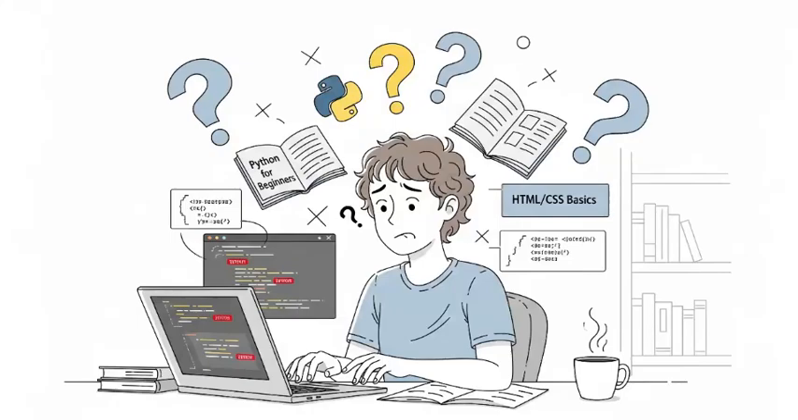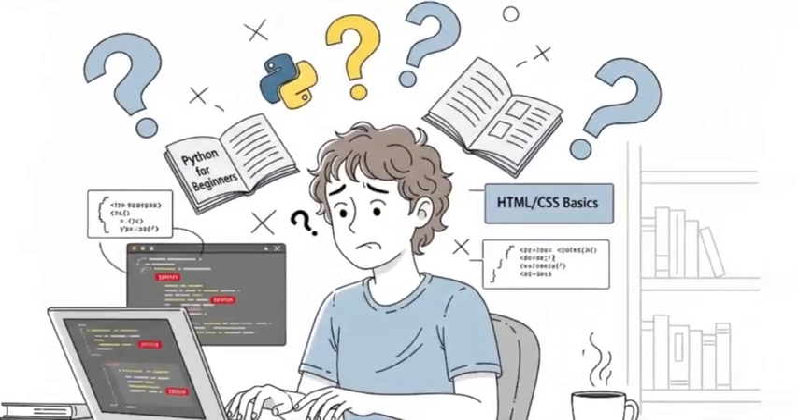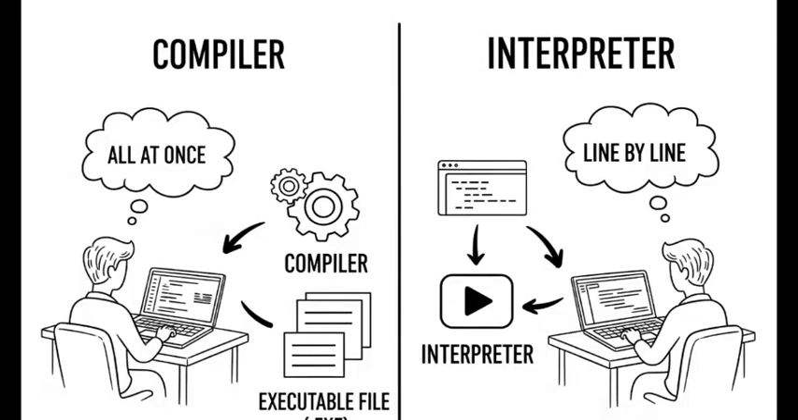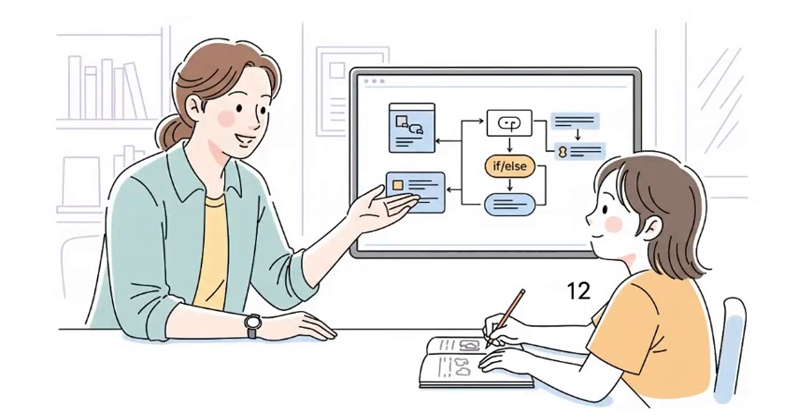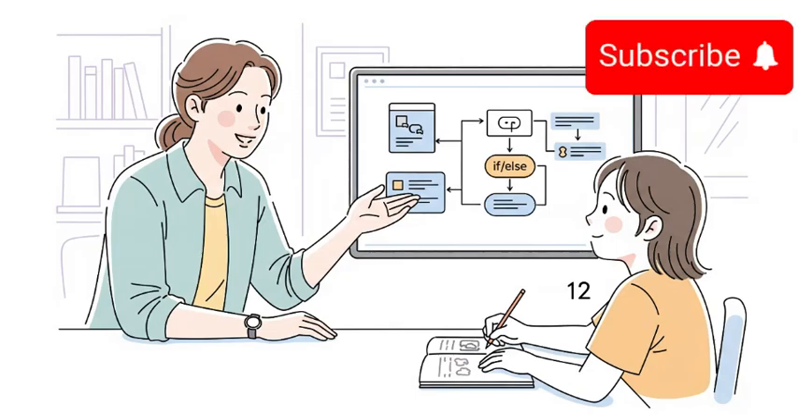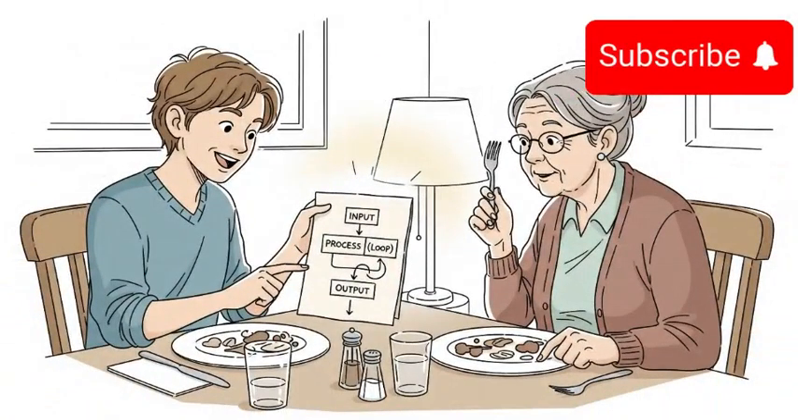When you first start programming, one of the most confusing things people throw at you is this: what's the difference between a compiler and an interpreter? Textbooks will usually explain it in technical language that makes you scratch your head. But here's the deal. By the end of this video, you won't just know the difference, you'll understand it so clearly that you could explain it to a 12-year-old or even to your grandma at the dinner table.